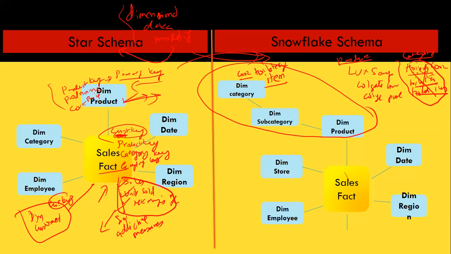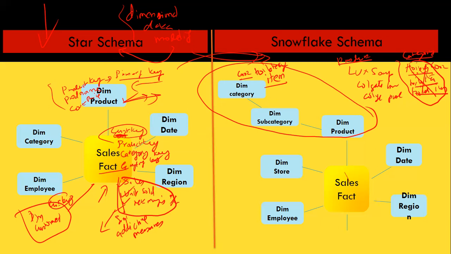So even if you join these three tables, it will not take much time, and the query performance will not get affected. Also, it will consume less space. But in reality, when you join multiple tables, obviously it will slow down the query performance. That is the reason why even Microsoft recommends using only star schema. Okay.